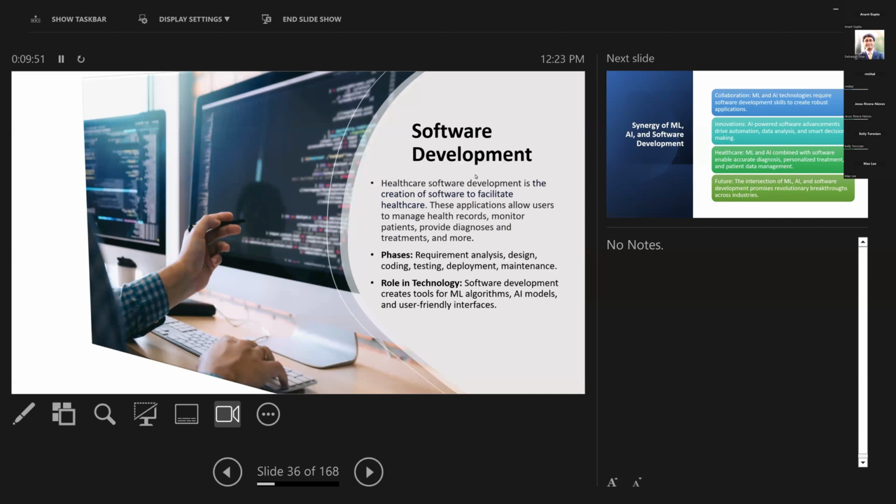Now, software development. Another important thing is that in order to bring AI and machine learning methods to life, you have to have software so the users can use it, right? But development of software requires design, coding, testing, deployment, and maintenance. So it's equally important.